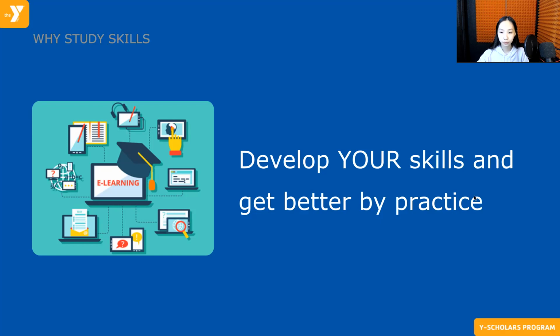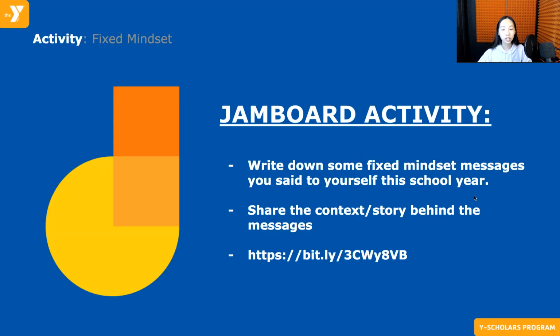And here's a Jamboard activity, but you don't have access to the Jamboard, so I asked for you to write it in your journal. I want you to write down some fixed mindset messages you said to yourself this year and to share the context and story behind the messages you said. This is a Jamboard link if you want to see some examples. Feel free to pause this video and then write down what you want to say.